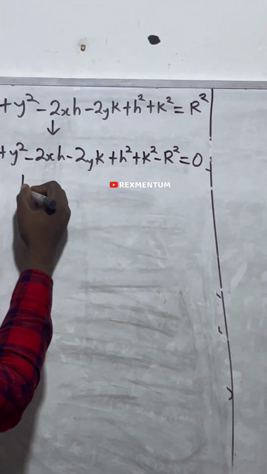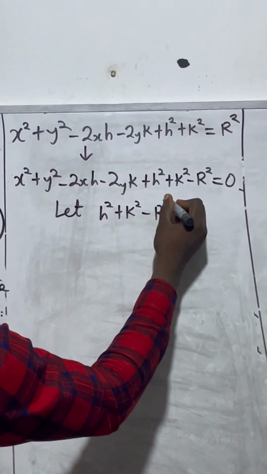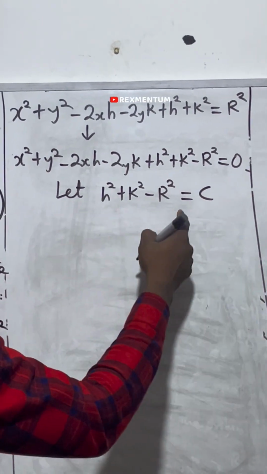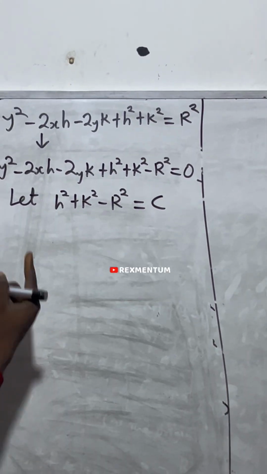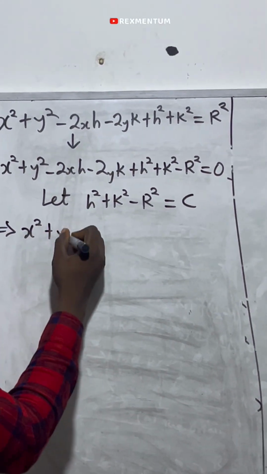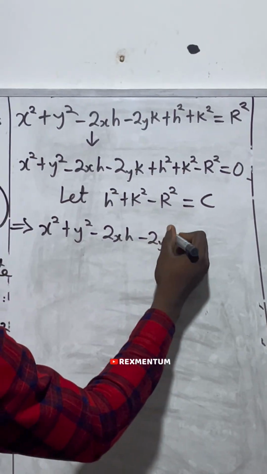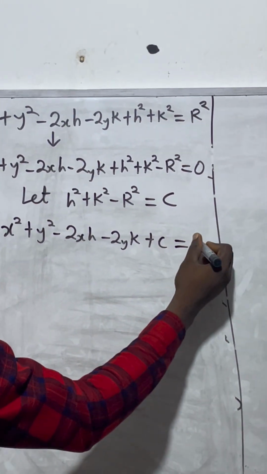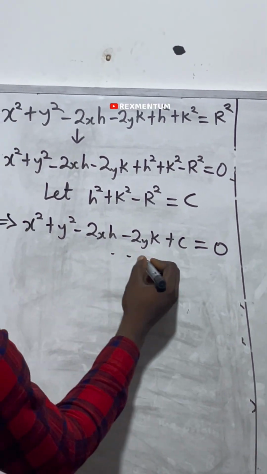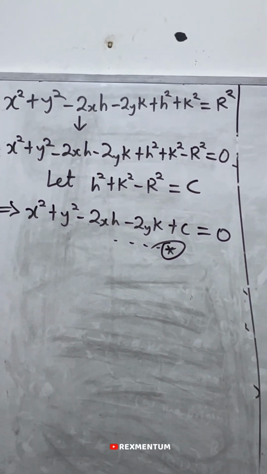But from here you can say, let h squared plus k squared minus r squared be c. Any place you see this, write it as c. That is a constant, since it does not have an x or y variable. This implies we have x squared plus y squared minus 2xh minus 2yk plus c equal to 0. This automatically becomes the equation that we are looking for, an equation of a circle whose center coordinate is not at the origin.